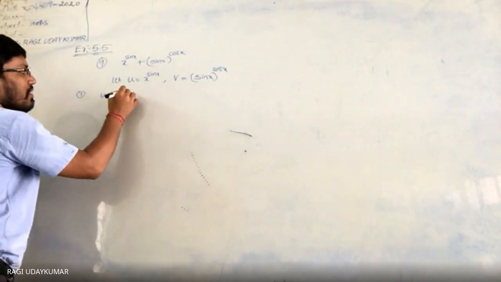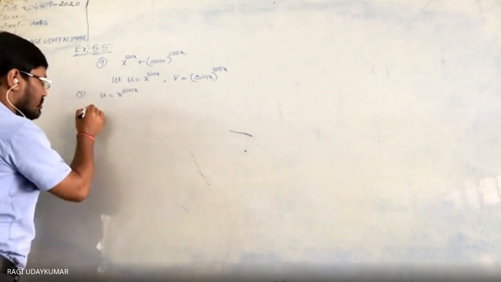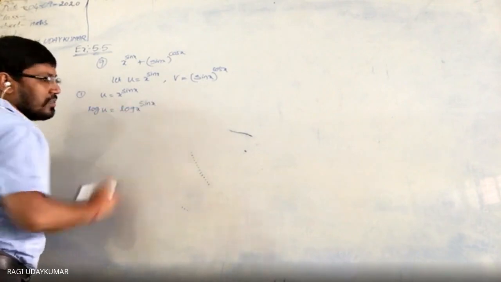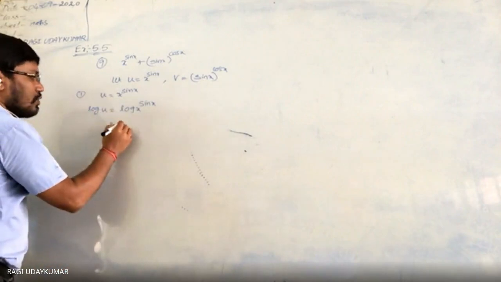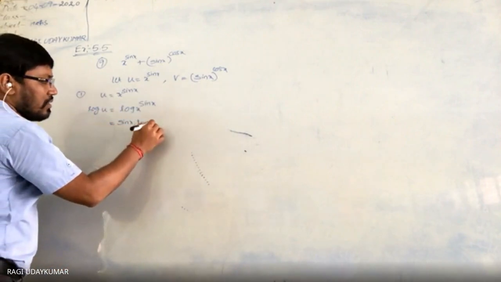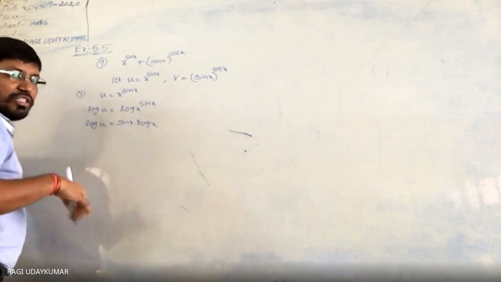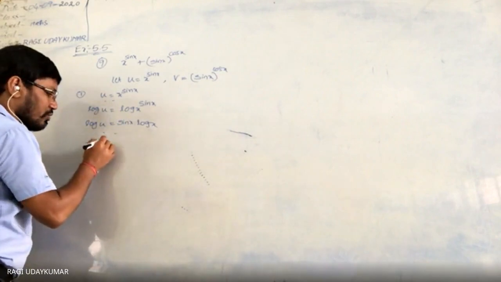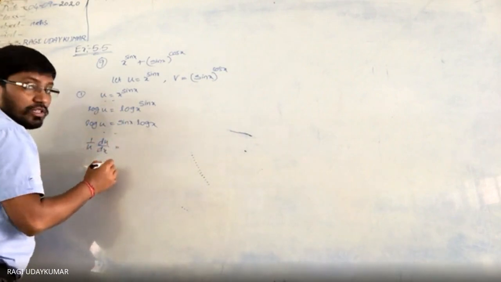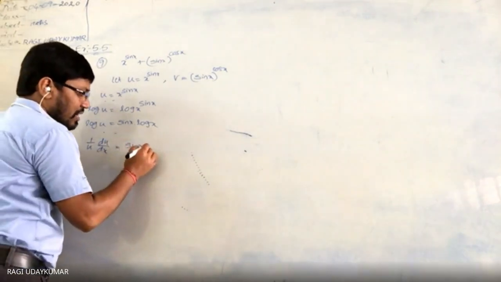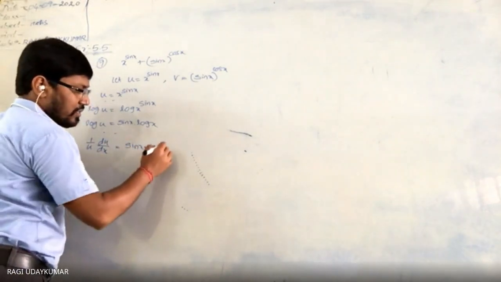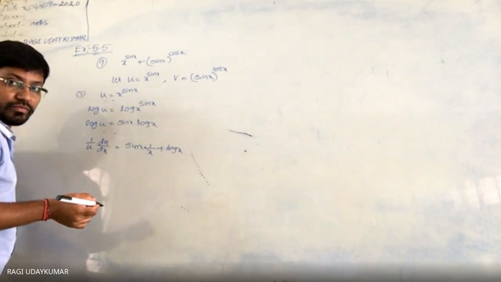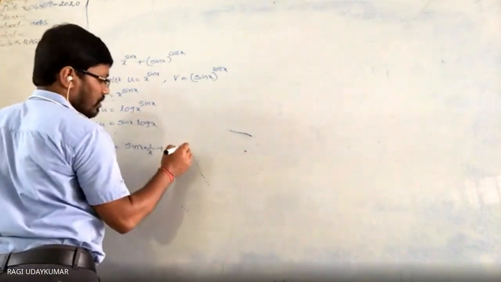First part: u equals x power sin x. Taking logarithm on both sides, log u equals log x to the power of sin x. Sin x comes this side, so sin x into log x. Differentiating with respect to x, 1 by u du by dx equals sin x into differentiation of log x, which is 1 by x, plus log x into differentiation of sin x, which is cos x.